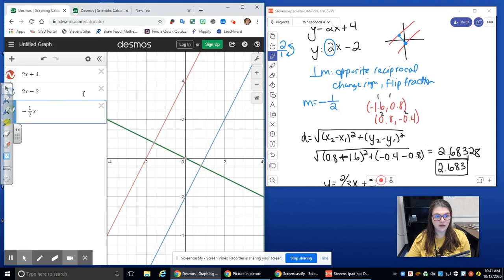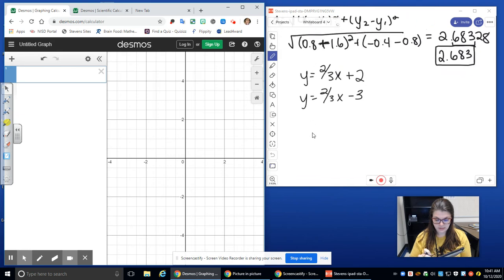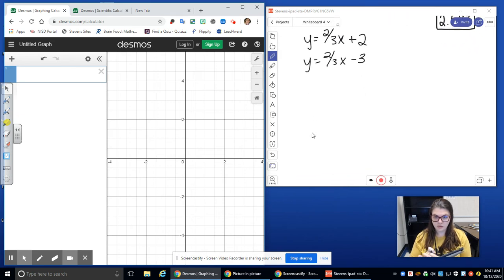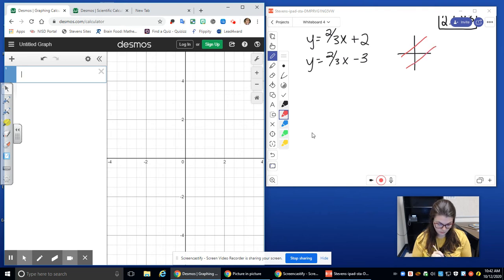So going back to my graphing calculator, I'm going to clear out my equations, and then we're going to move forward to our second example. Here we have y equals 2/3 x plus 2, and y equals 2/3 x minus 3. What we know is if this was graphed, it would look something like this, plus 2, and then minus 3 would be something like that. We want to find, again, the distance between these parallel lines, and our distance has to be perpendicular.